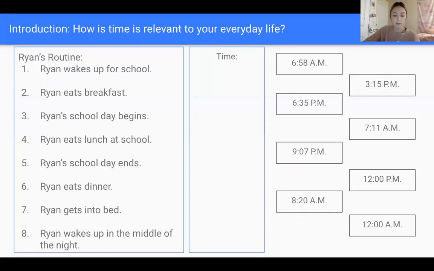So, to start our lesson, we're going to look at how time is relevant to your everyday life. Here we have Ryan's routine. You're going to take a look at his routine and write the correct time that's appropriate to his action. But it's important to look at the AM and PM of each time because we know that AM is morning and PM is afternoon or anytime that's after 12 p.m.